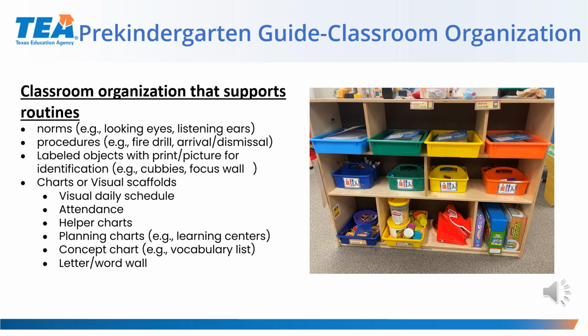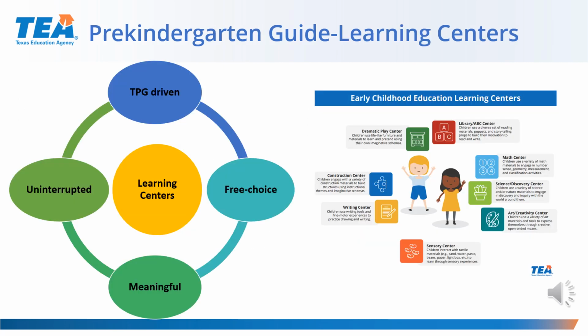What we have highlighted in this guide is focusing on utilizing the classroom for organization and routines such as norms, procedures, labeled objects with print or pictures for identification, charts or visual scaffolds such as the visual daily schedule, attendance charts, helper charts, planning charts, concept charts, or a letter word wall. The physical arrangement of the pre-kindergarten classroom includes learning areas in which children participate in hands-on activities to reinforce already introduced concepts and skills using a wide range of open-ended materials through play.